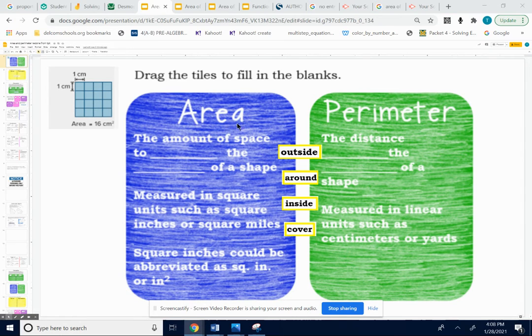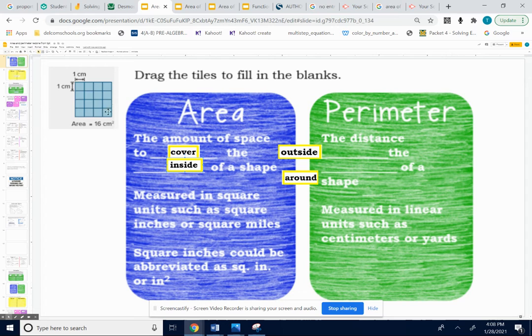Area is the amount of space to cover the inside of a shape. It's measured in square units, such as square inches or square miles. And square inches could be abbreviated as square inches or inches squared.